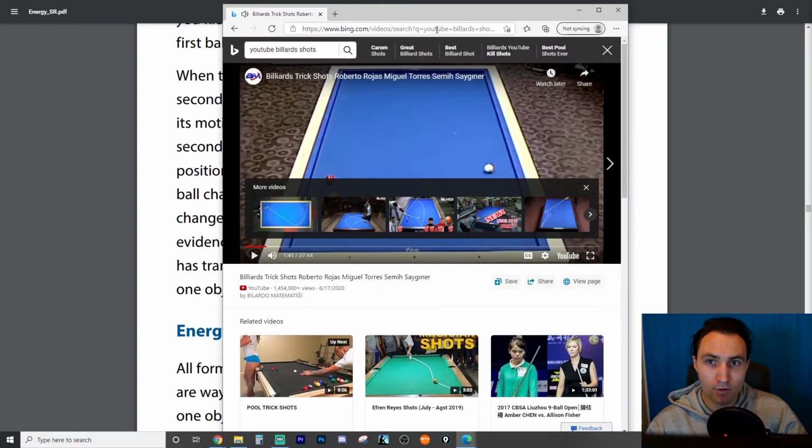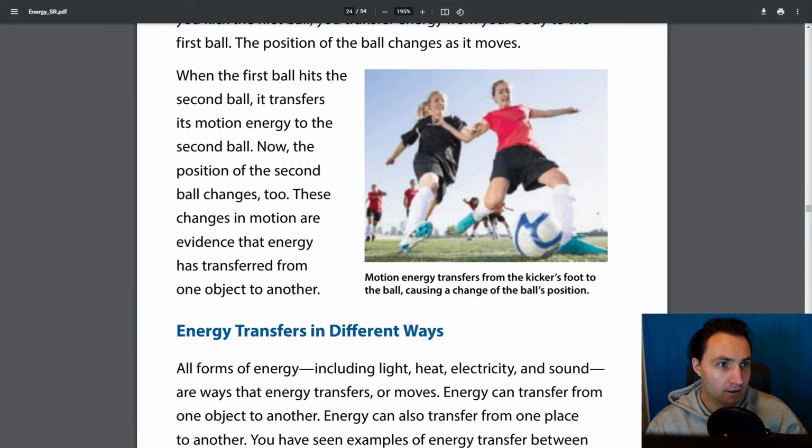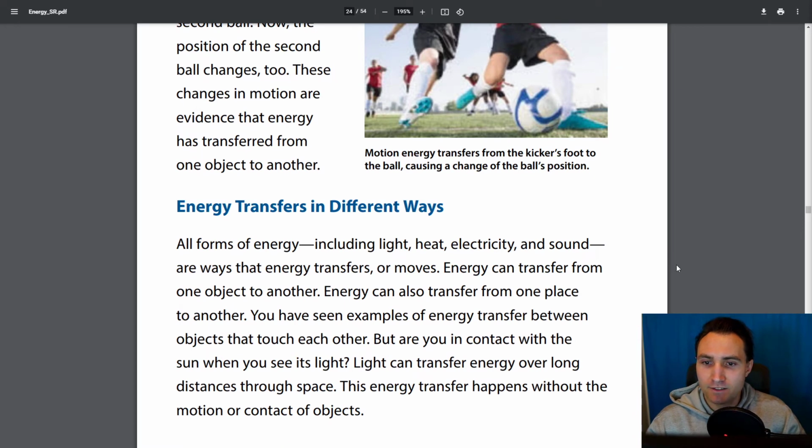That was a little example of what we were just reading about. Even though we were talking about soccer, or hitting a soccer ball, that shows it in a different way. So energy transfers in different ways. All forms of energy, including light, heat, electricity, and sound, are ways that energy transfers or moves. Energy can transfer from one object to another. Energy can also transfer from one place to another. You have seen examples of energy transfer between objects that touch each other.